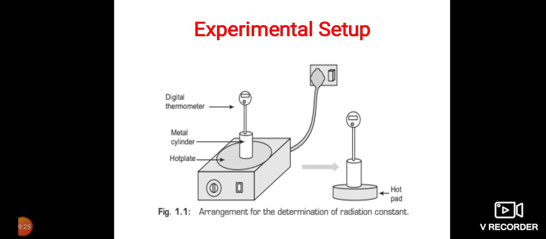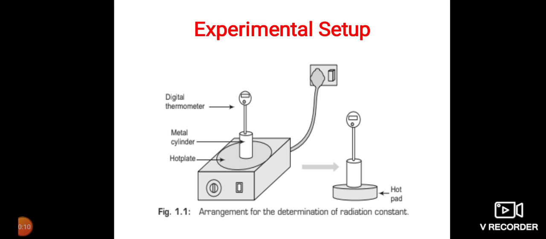Now how will we perform the experiment? You can see the setup here. The setup is very easy. One equipment is there on which a metal cylinder is placed, and that equipment is used to increase the temperature of your metal cylinder. So it's like an iron. You keep your metal cylinder on it, and that cylinder has an empty area in the middle, where you will place your digital thermometer, and you will switch on your equipment.